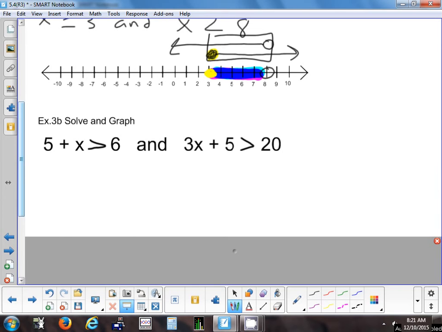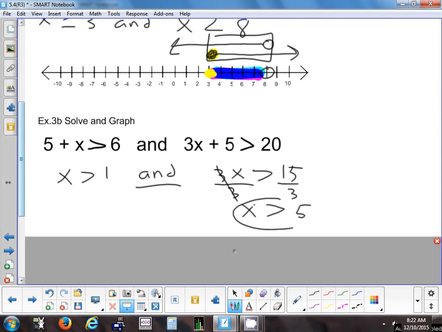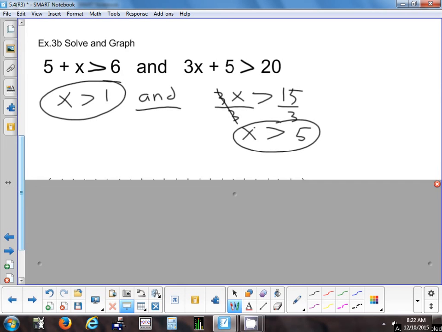let's try this one, see what happens. Okay, I'll help you guys with the first one. X is greater than 1. Okay, I just move the 5 to the other side. And 3x is greater than how much when I move that 5 to the other side? 15. Okay, last step. Divide by 3. So x is greater than 5. Okay, so I'm going to graph that, and I'm going to look for the overlap. I'm going to look for where they overlap.